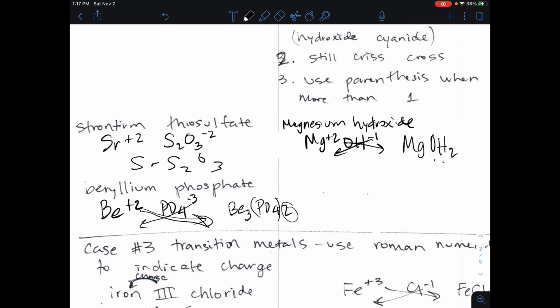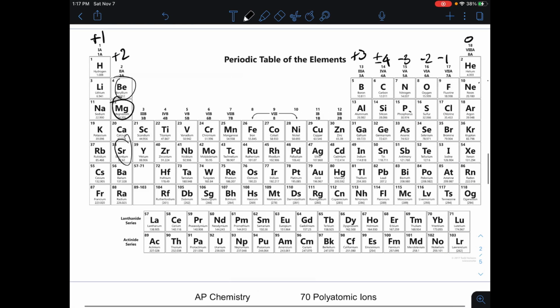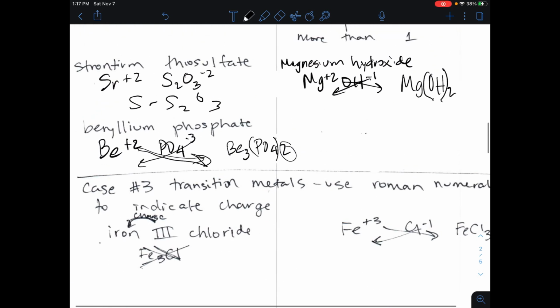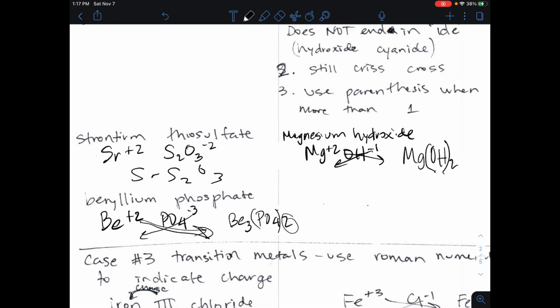Because that 2 only applies to the hydrogen. So in a situation like this, you're going to want to actually use parentheses around it because you have 2 OHs. That's what that 2 is there for. So whenever you're using more than 1 of something off of the polyatomic ion list, definitely make sure that you are putting parentheses around it when you do so. Okay?